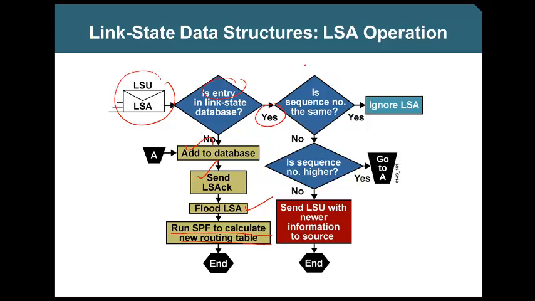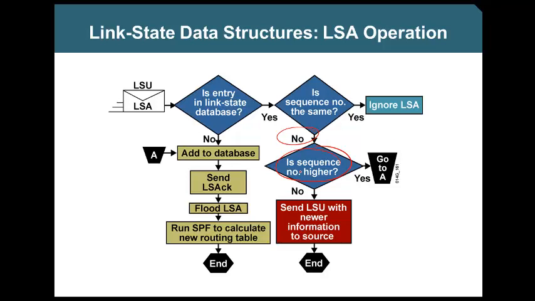Is the sequence number same? If it is same, then I don't need to learn because it's the same update. Ignore. If the sequence number is not same, is it higher? Higher means what? It's a new update coming from the neighbor. Last time he sent 10, now he's sending 11, which means he has got something new inside the update. And now it needs to be added to the database.